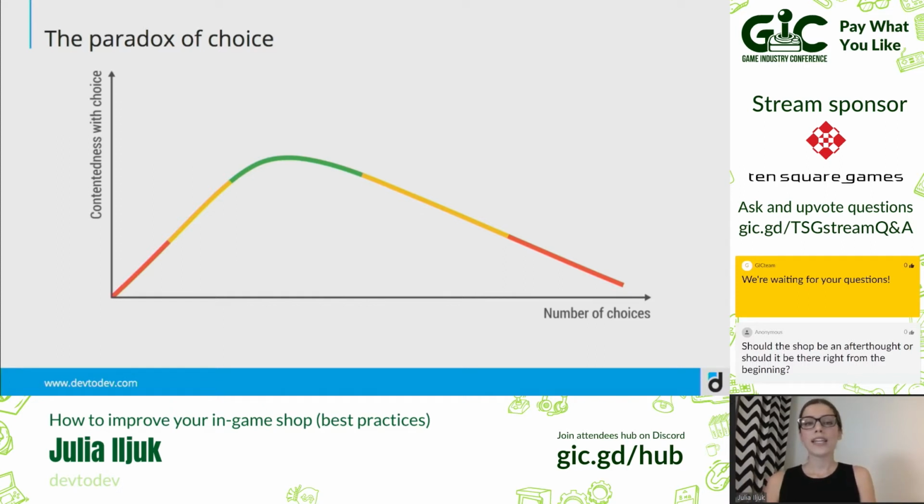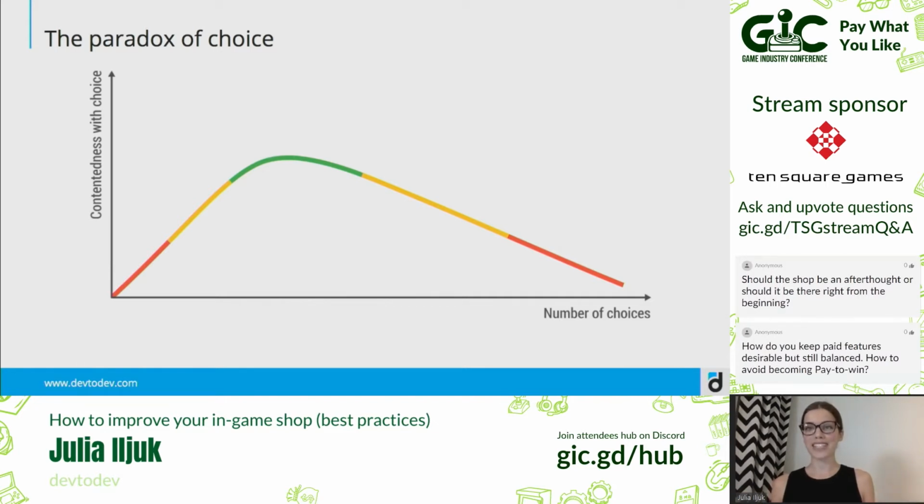The idea is that, of course, as a game developer, you want to make your game fun, you want to provide a lot of content in your game, but surprisingly enough, this doesn't always lead to satisfaction. Actually, having too many items in your in-game shop can lead to choice paralysis, which means your players will be confused. They will look at a lot of items and they will just choose nothing.